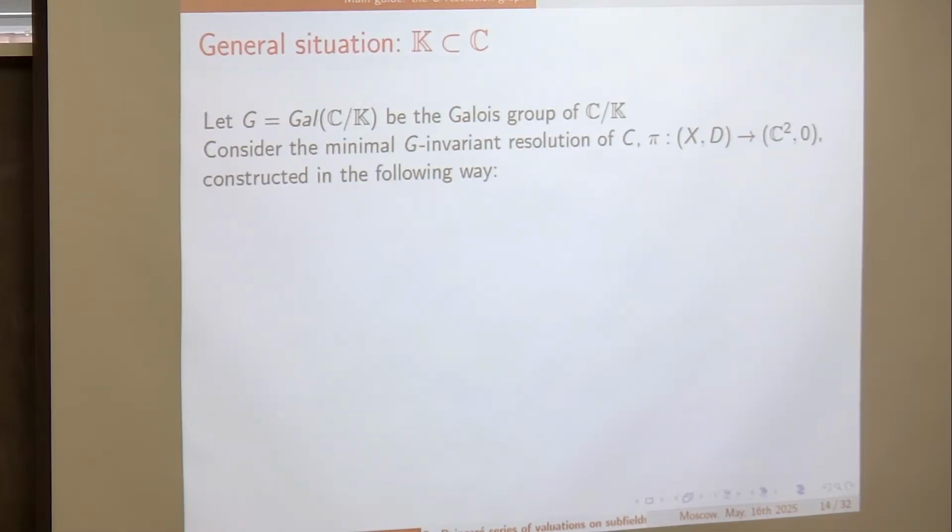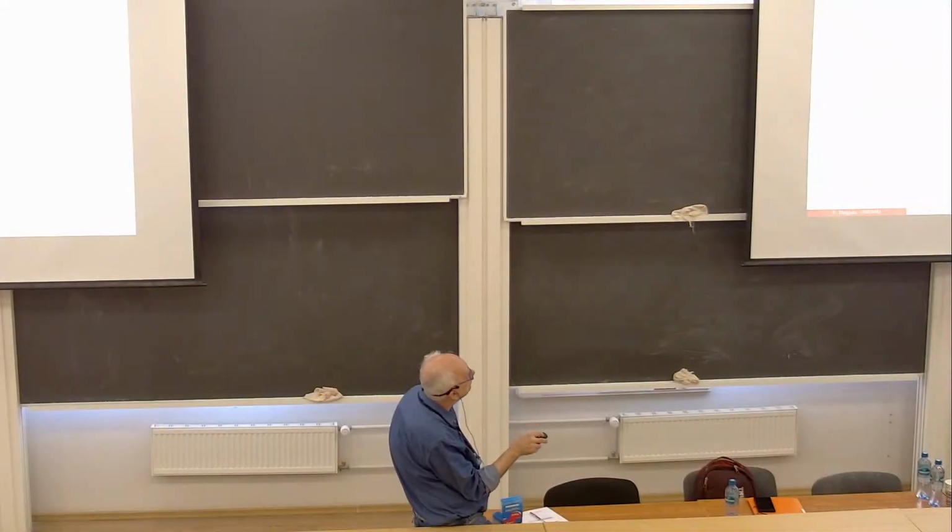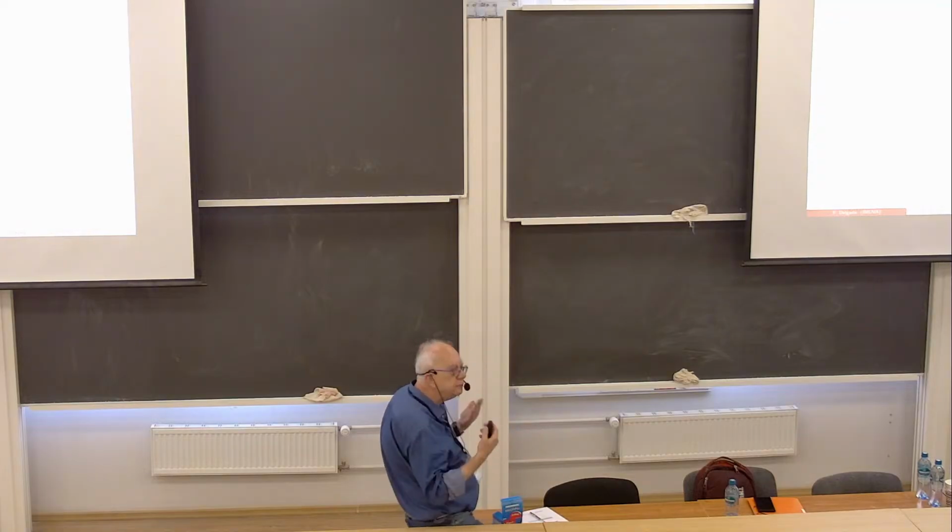Okay, so what is the situation when you take another different field, not real? Because in the case of the reals, more or less, it's easy to understand that you have only complex conjugation. So you take some subfield K of the complex numbers. I take G, which is the Galois group, that means the group of automorphisms of C which are invariant over K. And we consider the minimal G-invariant resolution. That means that we do the same thing as before.